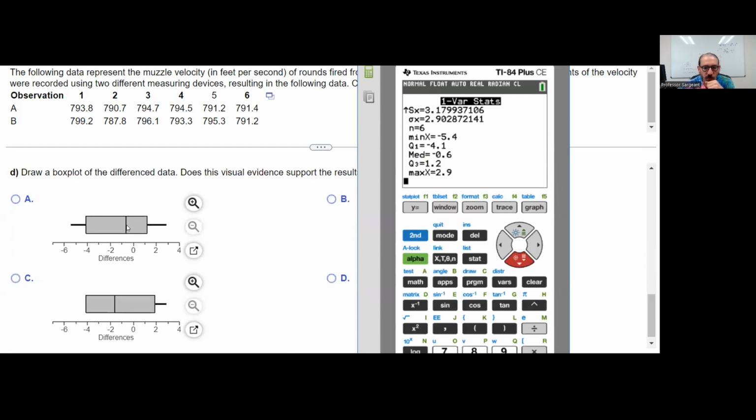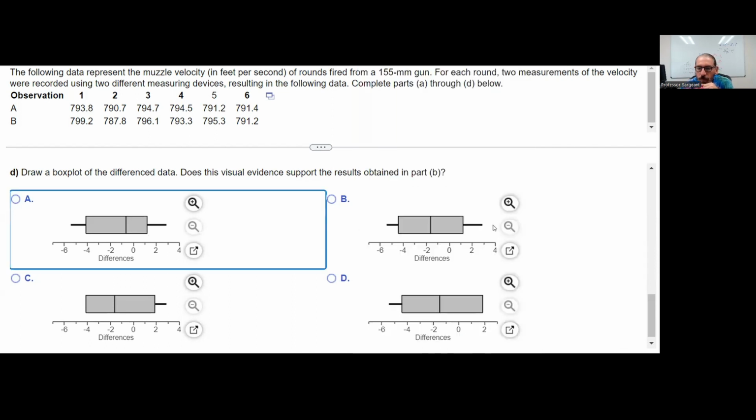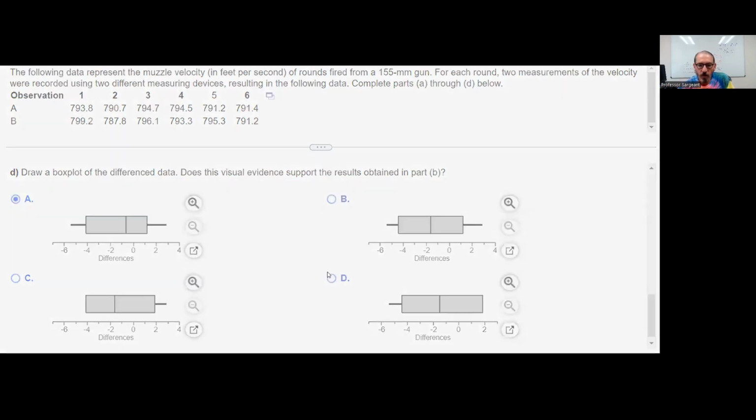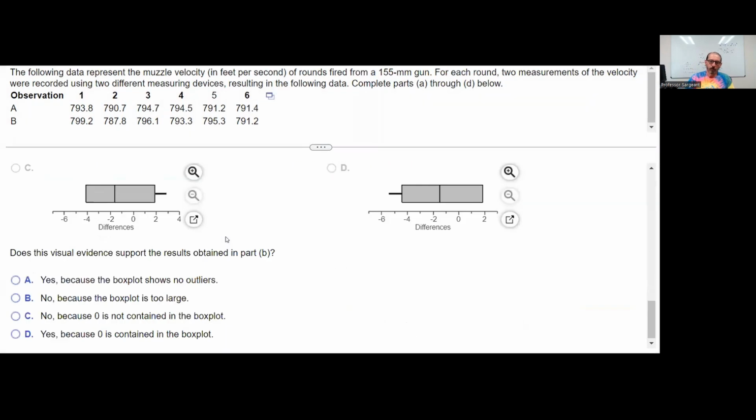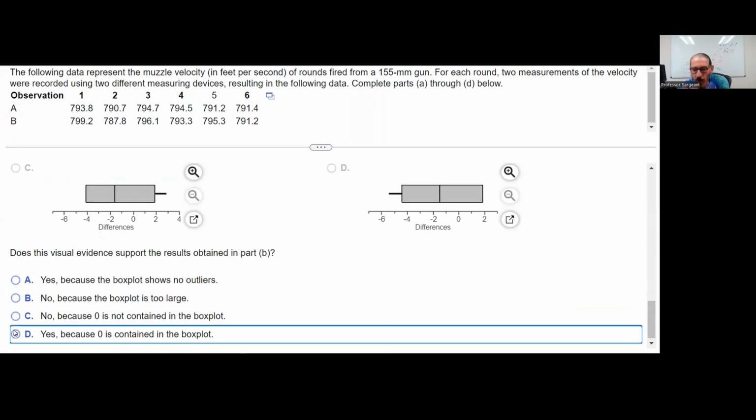Negative 0.6. This is left of 0. This is a lot closer to negative 2. It's past negative 1. And same with this. Looks like it's choice A. You could continue by looking at quartile 3 and the max as well. But looks like that's good. So because 0 is contained in the box plot, I'm sticking with saying that we should have failed to reject H naught.